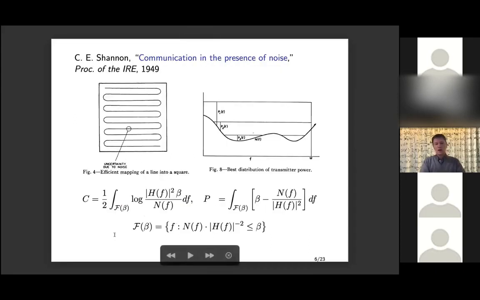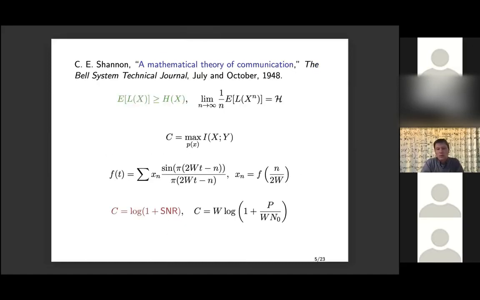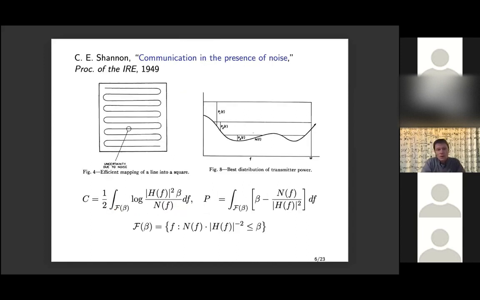Then in 49, he followed up with more work on the theoretical foundations for digital communications. In this paper, he focused more on wireless communications, we could say, while the first paper was in part more abstract. And in this paper, you have very important results like this formula here. You see P equals an integral. And that's also illustrated in the right figure. It illustrates the best way to allocate power when transmitting a signal in noise that has a variation in frequency.